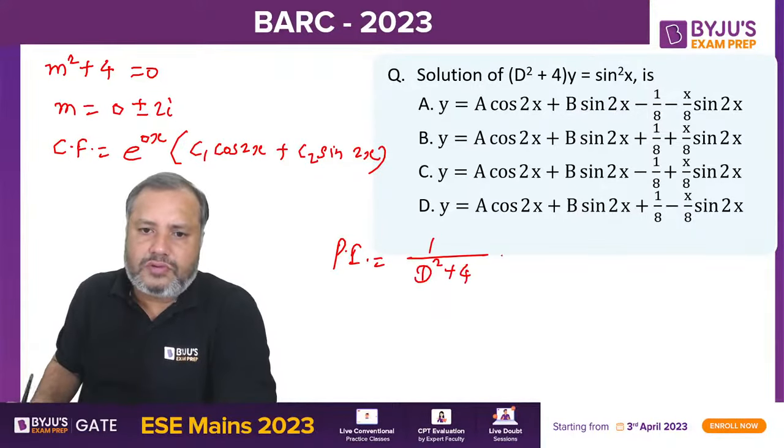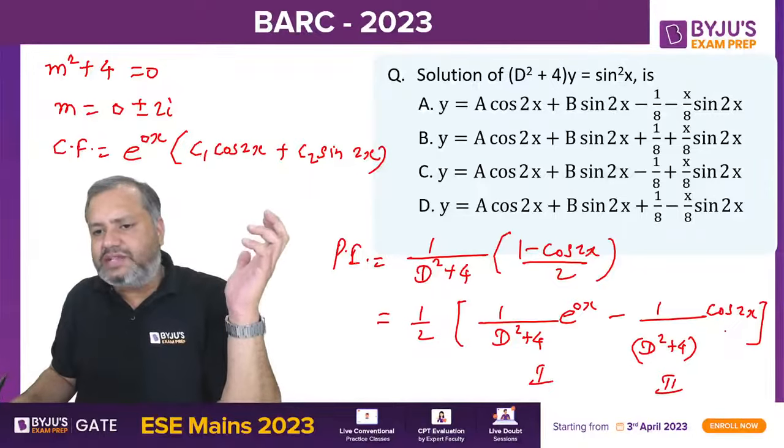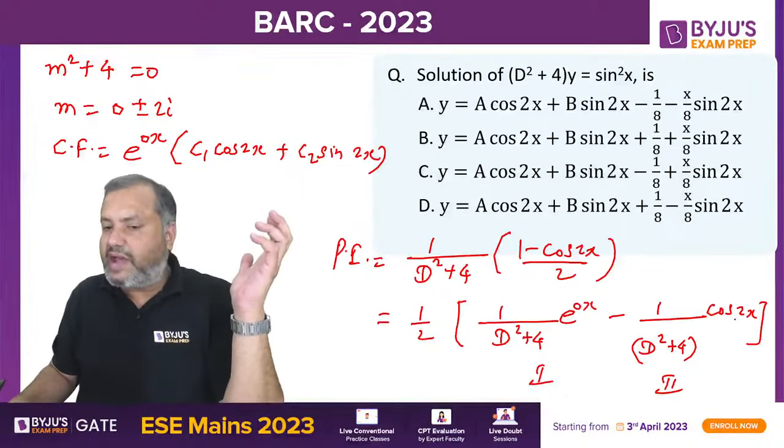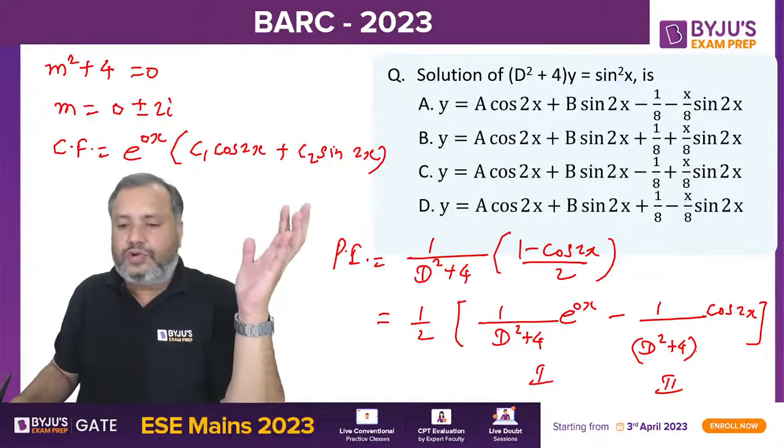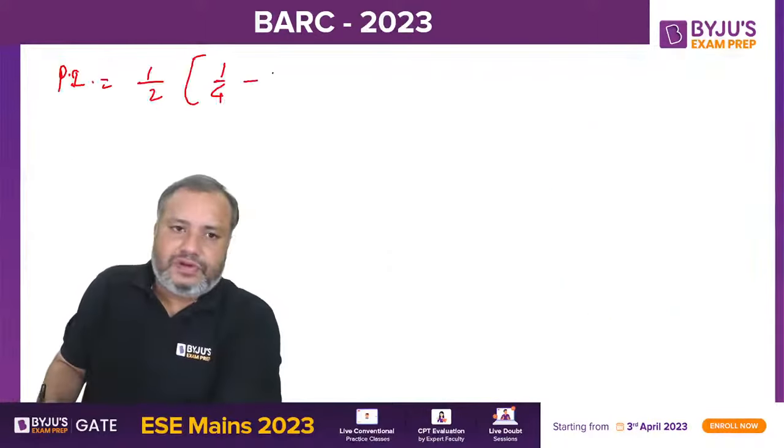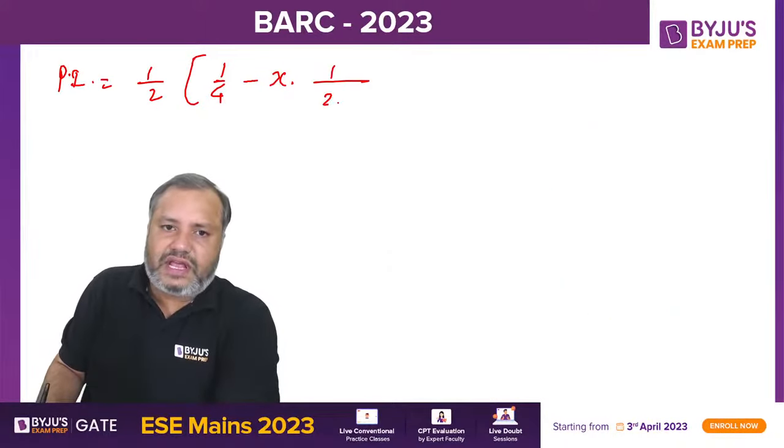Then for case 2, just replace D square by minus a square. Here minus a square is minus 4. So minus 4 plus 4, this case fails. You have to multiply by x and take the derivative of the denominator.